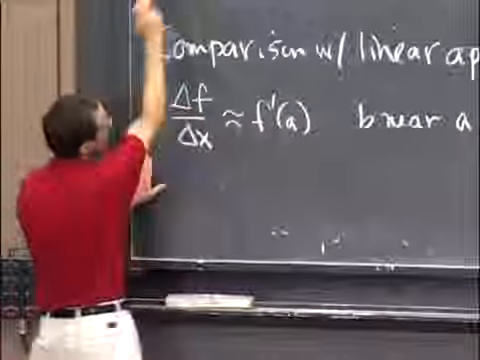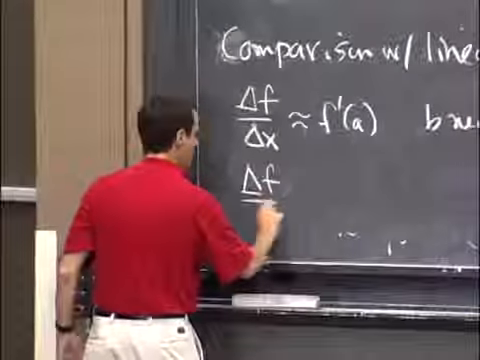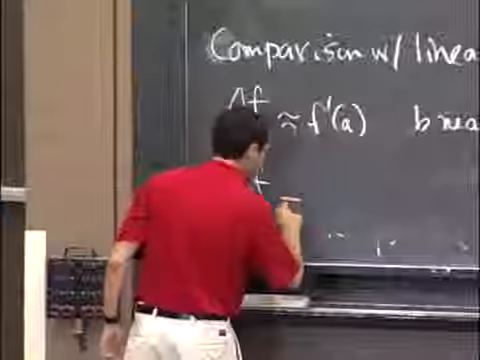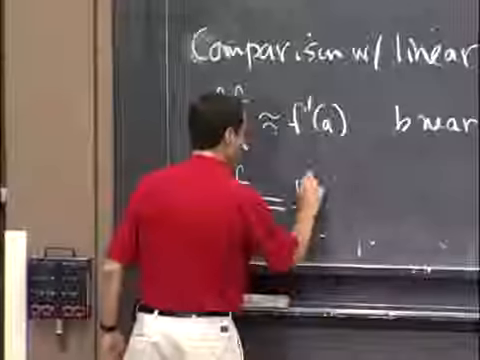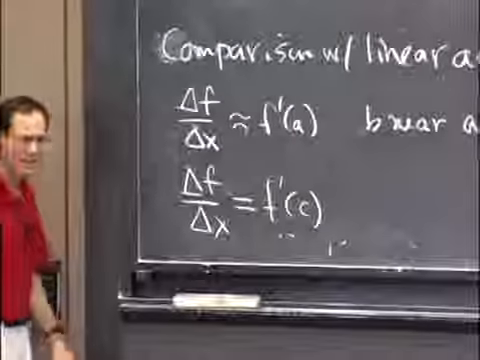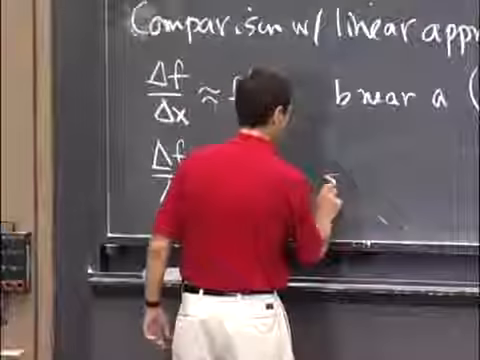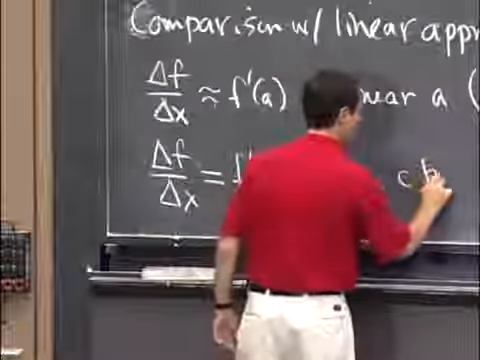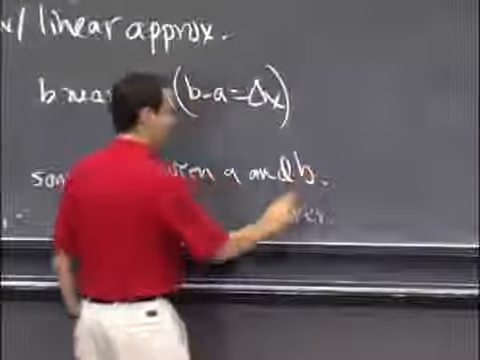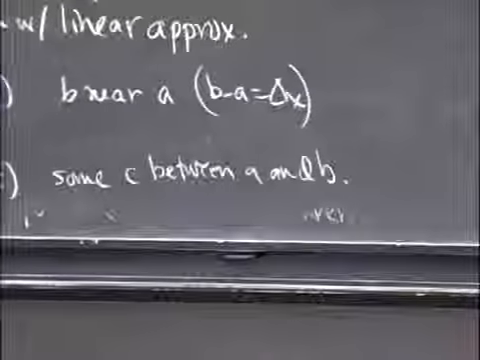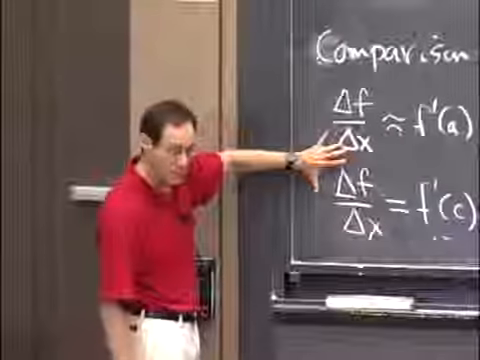This statement, which is in the box, sitting right up there, is the statement that this change in f is actually equal to something, not approximately equal to it. It's equal to f prime of some c. And the problem here is that we don't know exactly which c. So this is for some c between a and b. All right, so that's the difference between the two.